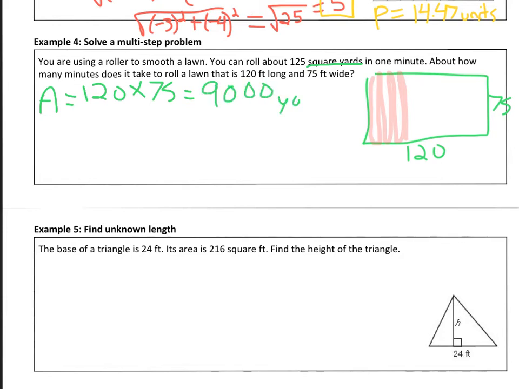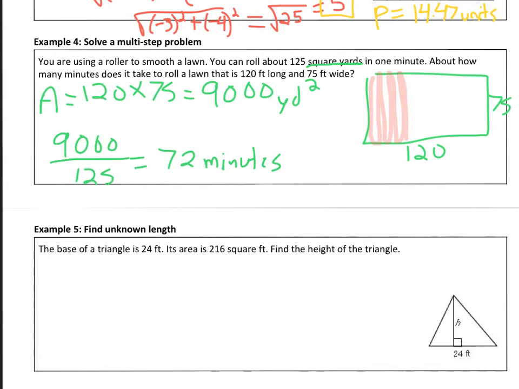9,000 square yards. That's how big that lawn is. If I can roll 125 square yards in 1 minute, I want to figure out how many minutes it takes. So I would take my square yardage I have to roll and divide it by the rate I can roll it at. So 9,000 divided by 125. It takes me about 72 minutes to roll that entire lawn, okay?